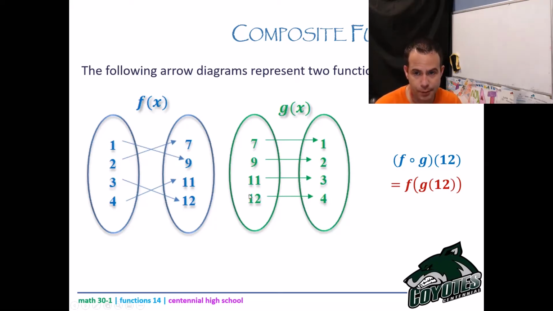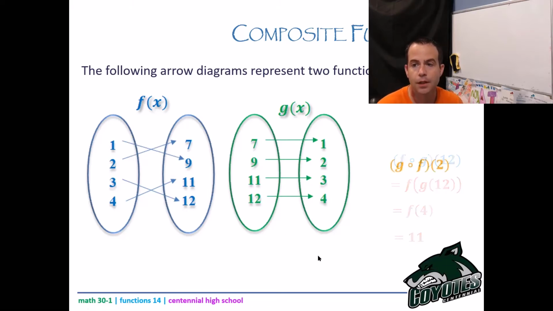Do you see what I just did there with my mouse? This is my input. g of 12 is 4. So I know that g of 12 is 4. That means I'm looking for f of 4 now, because g of 12 is 4. So now I head over here. f of 4 is 11. So f of g of 12 will be 11.